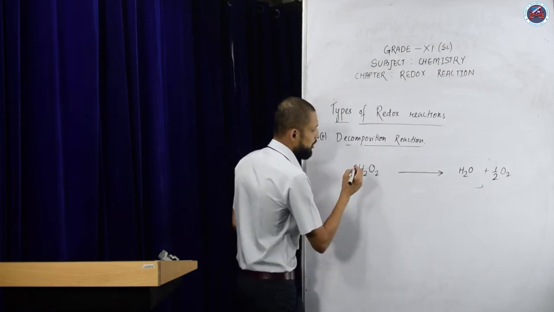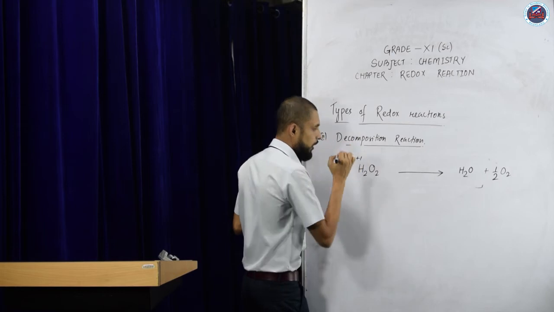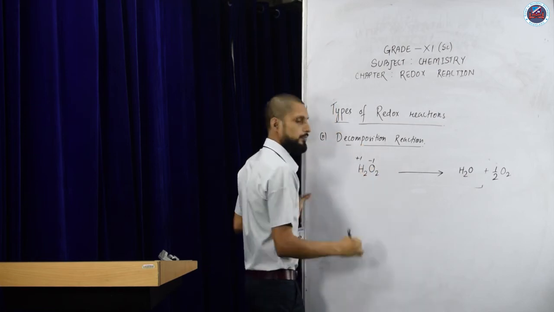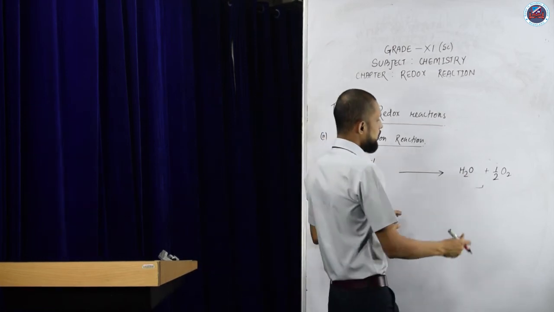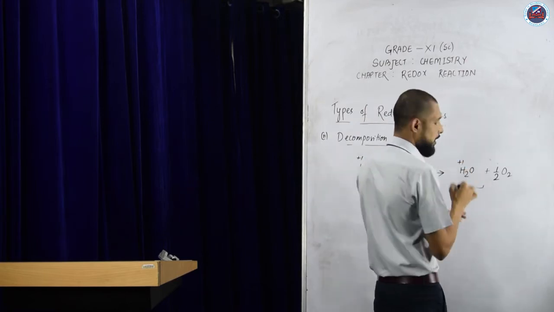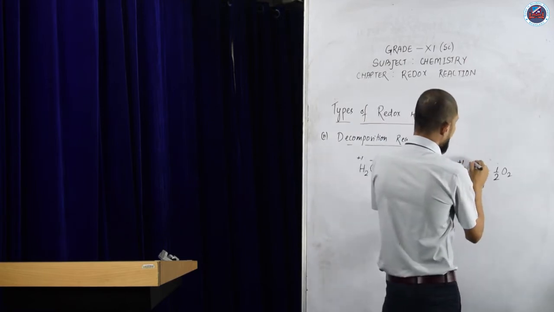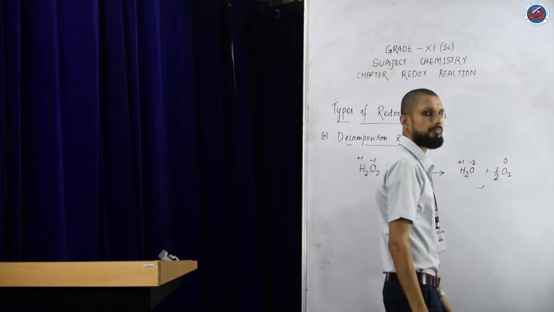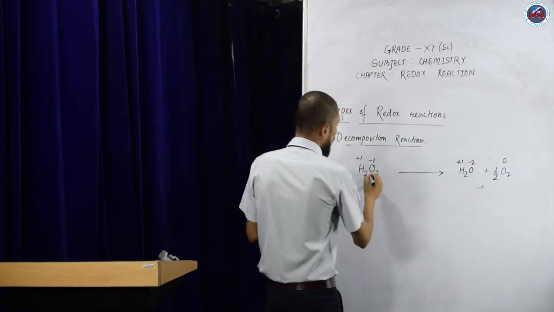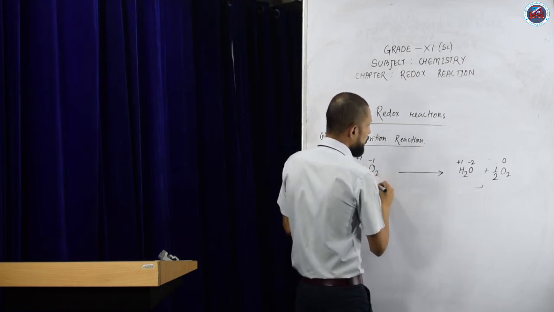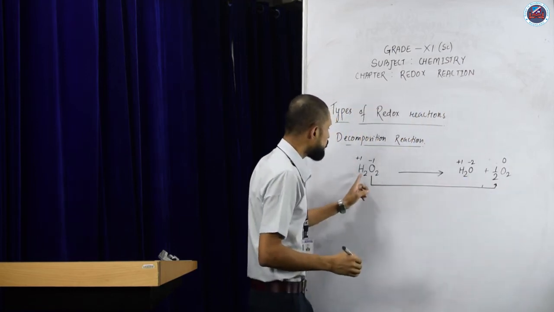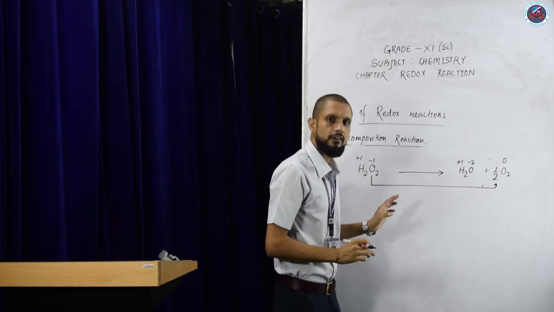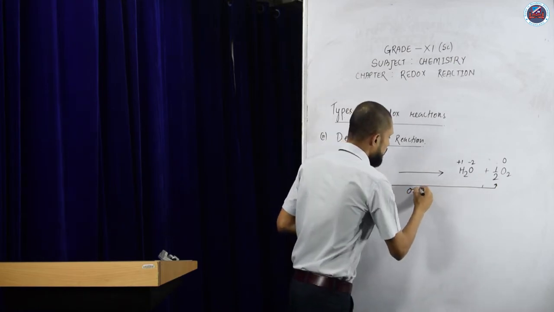Now let us write the oxidation number. Hydrogen is +1. Oxygen, since it's peroxide, the oxidation number is -1. In product, H2O, hydrogen oxidation number is +1, oxygen is -2. Whereas for O2, the oxidation number of oxygen here is 0. Now you can see from -1 in the reactant to 0 in the product. That is from H2O2 to O2, the oxidation number of oxygen increases. So therefore, this is oxidation.